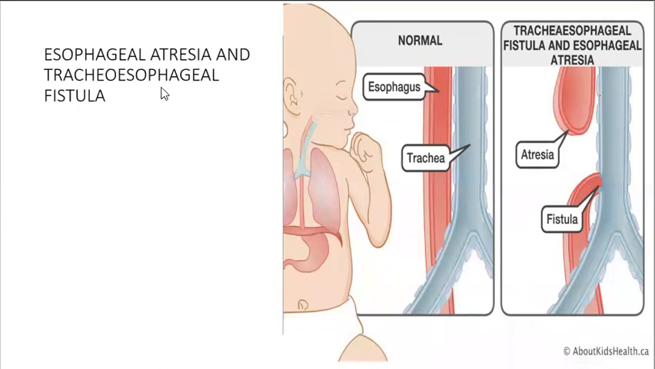How about tracheoesophageal fistula? Trachea tells me trachea, esophageal tells me esophagus, and fistula tells me there's an abnormal connection. So that would be your tracheoesophageal fistula: an abnormal connection between the trachea and the esophagus.